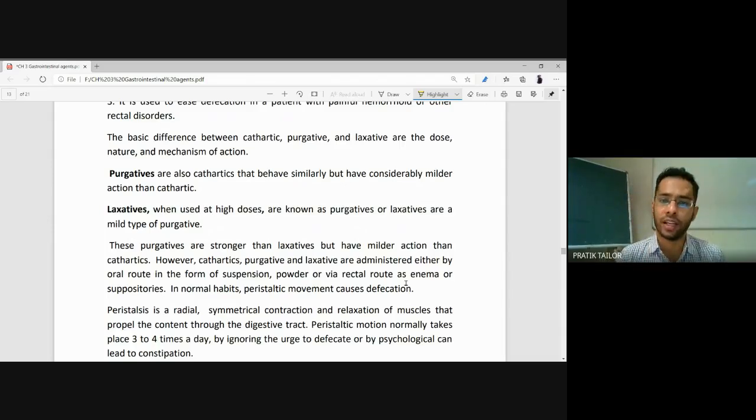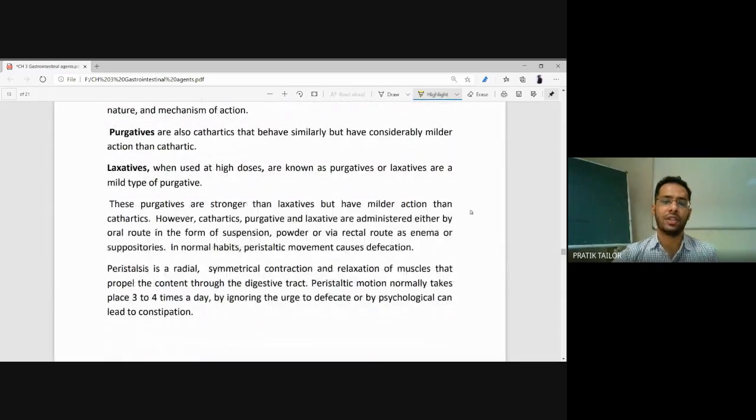in case of chronic constipation, then we move to the cathartics. These purgatives are stronger than the laxative but have milder action than the cathartic. So ultimately purgatives will be in between. The stronger one is cathartic, and the totally mild one is laxative.